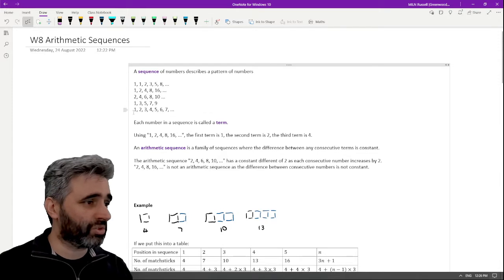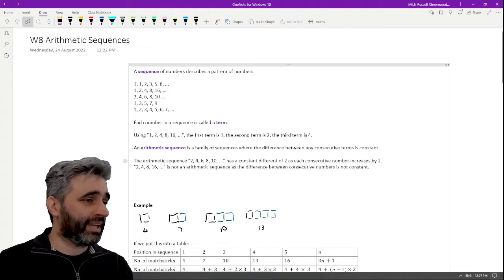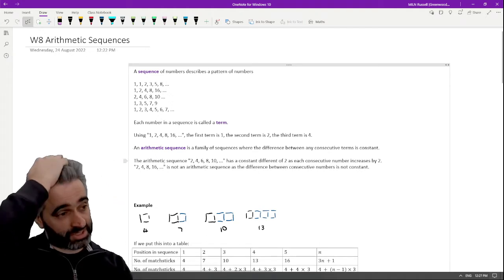By definition, we call each number in our sequence a term. So using 1, 2, 4, 8, 16, the first term is 1, the second term is 2, the third term is 4. And then we have the sequence that we're looking at today.